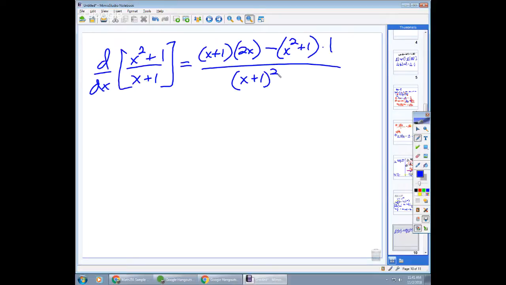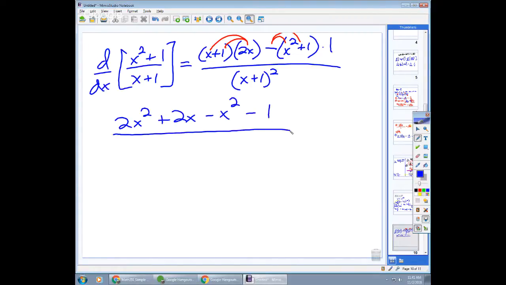And don't forget to write that down right away. Every once in a while I get excited and forget to write that down right away, and then I have only a numerator. That's a problem. All right, so let's see. We have a little bit of distribution in both pieces here, and then I have to distribute the negative. So that's going to give me 2x squared plus 2x minus x squared minus 1 all over x plus 1 squared.